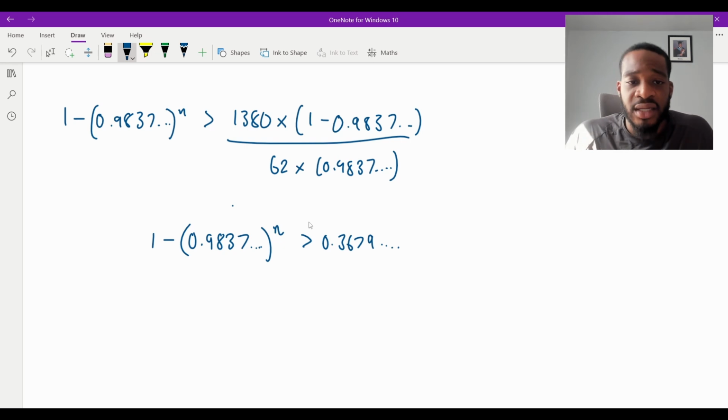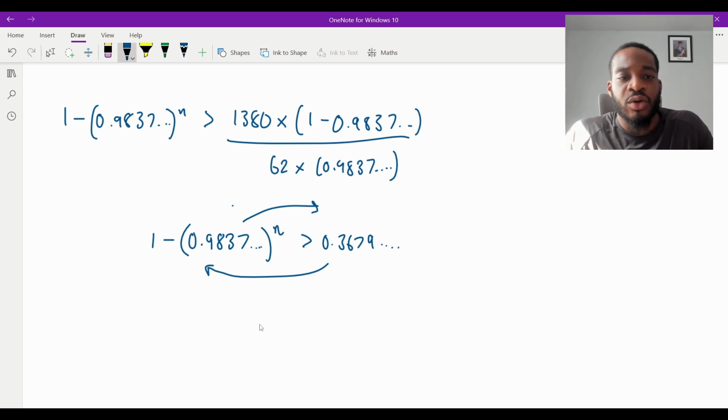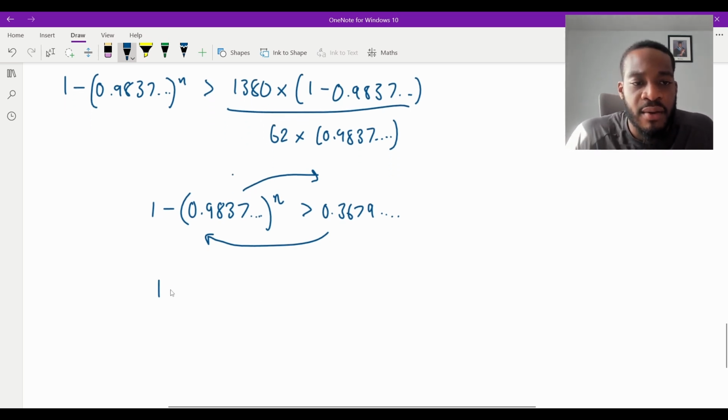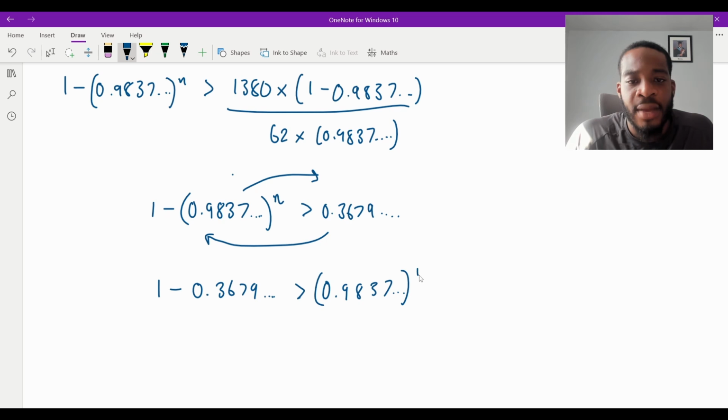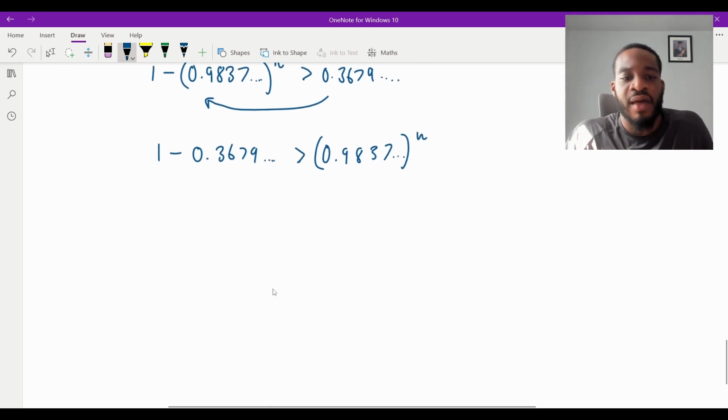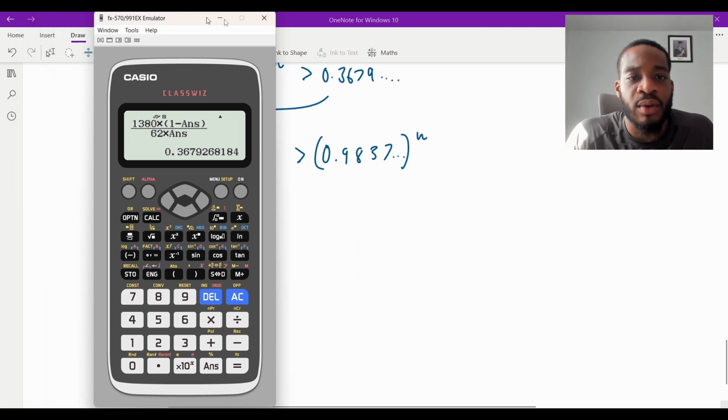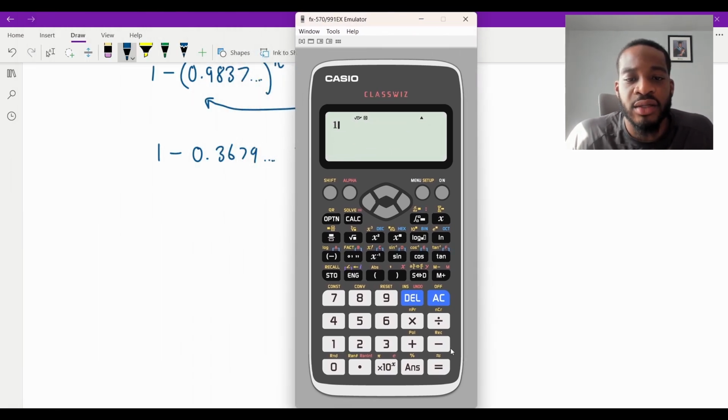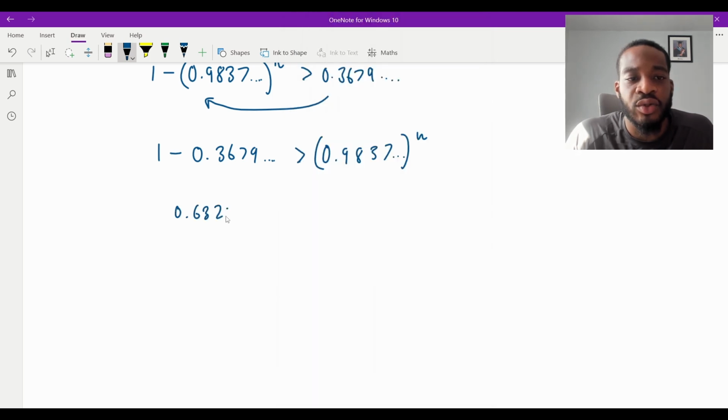And now I'm trying to figure out what n is. I'm going to move that there, and I'm going to move that there. So that would mean I'm going to have 1 minus 0.3679... greater than 0.9837... to the power of n. And now I can work out what that is. So I'm going to do 1 minus answer to calculate it. That is 0.63207... This has to be greater than that there.